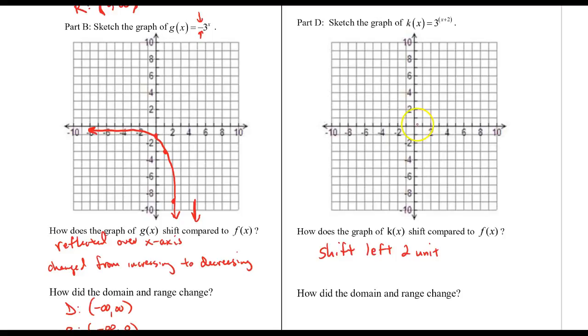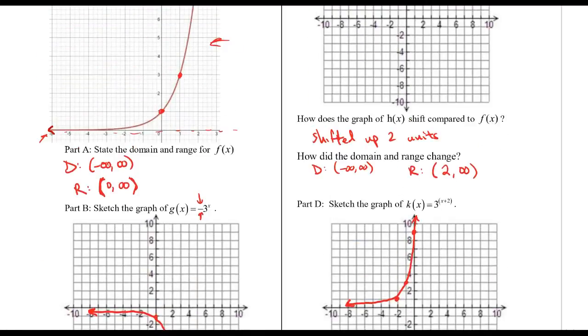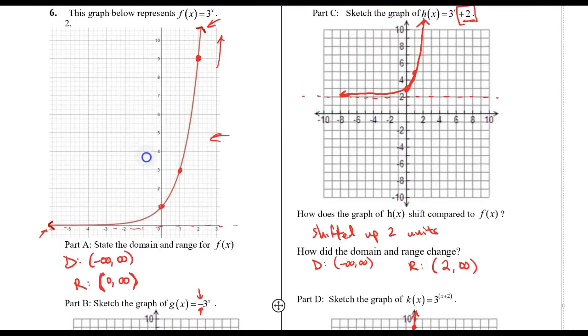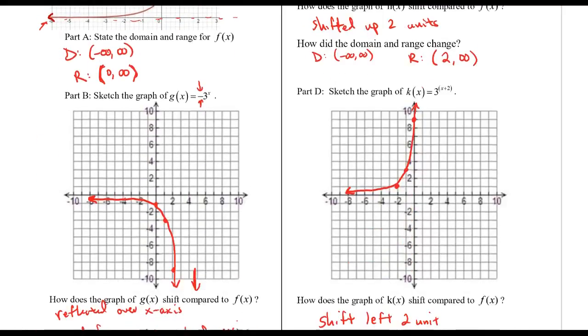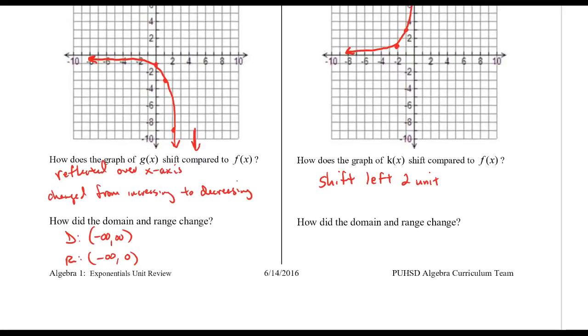So that point that was at (0, 1) on the original graph, now I shift it left 2 units. My point that was at (1, 3), shift it left 2 units. My point that was at (2, 9), shift it left 2 units, and we get this. And now we draw our curve, and we get that. So it looks the same as the original problem over here on the left-hand side, it's just all the points have been moved left 2 units. How did the domain and range change?